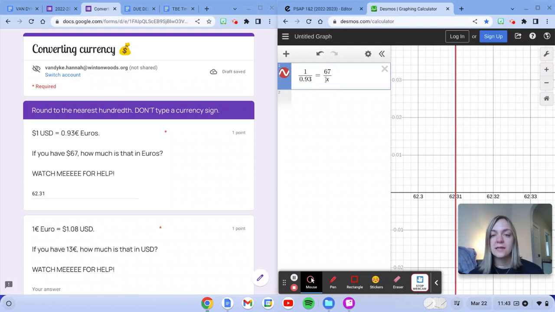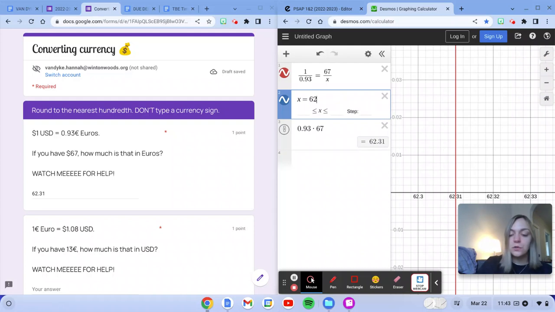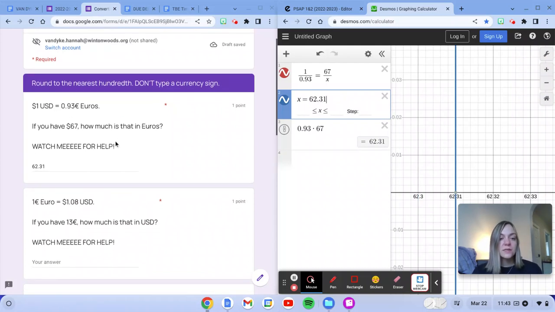Now, another thing that you can do is cross multiply. So we can do x times 1, so we get 1x, or just x, equals, crossing from the bottom to the top, 0.93 times 67. And again, we get that 62.31.